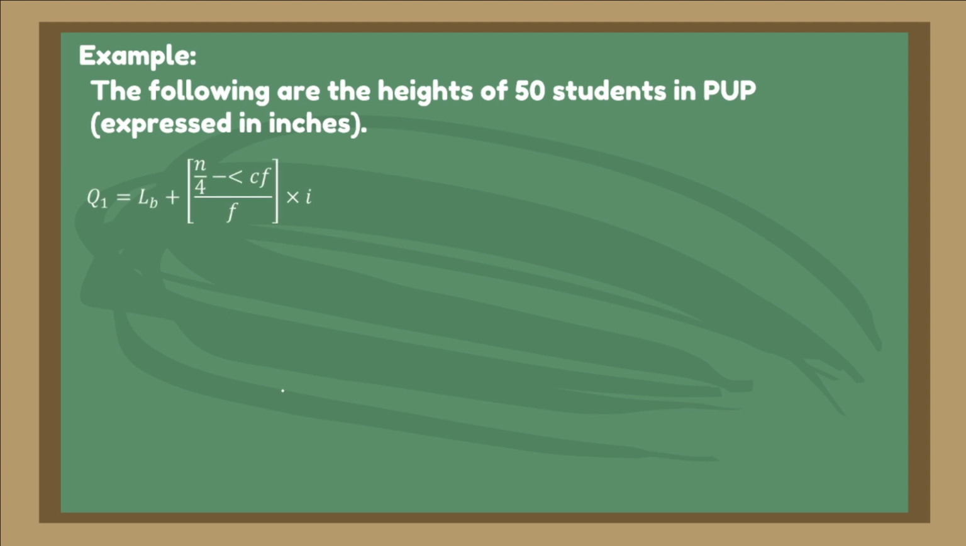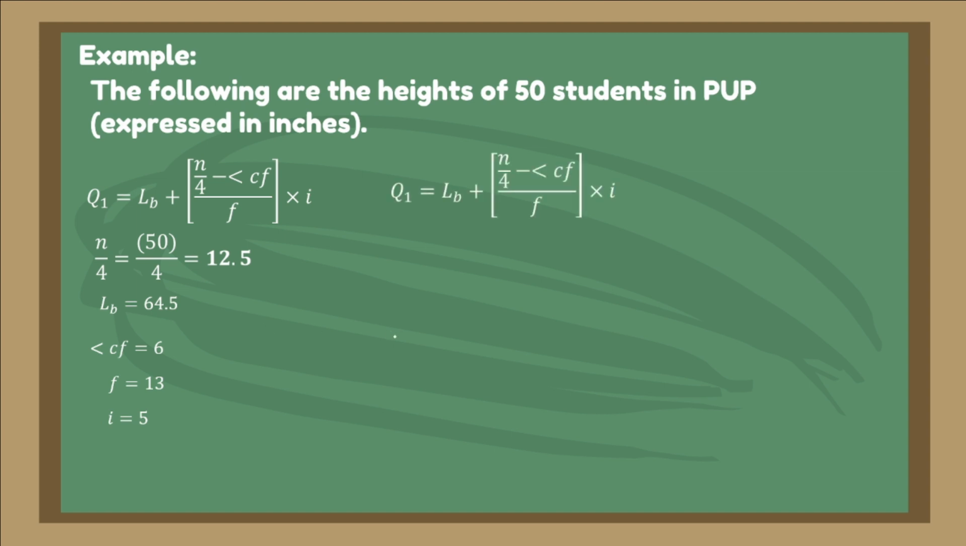So this is the formula for quartile 1, and these are the values. We are going to substitute the values to the formula. So lower class boundary will become 64.5. N over 4 will become 12.5. Less than cumulative frequency will become 6, and the frequency will become 13. And our I, or the interval, will become 5.